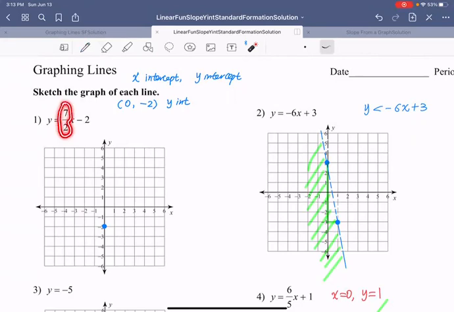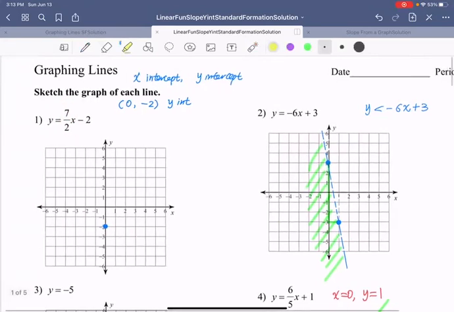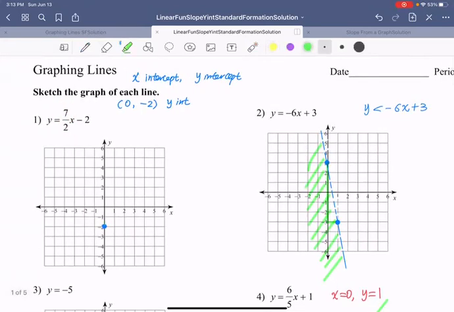7, 2. So let's go up by 7. 1, 2, 3, 4, 5, 6, 7. Right here, yes? And we run by how much? 2. So we go to the right by 2. And then we can connect, okay? That makes sense? Okay.